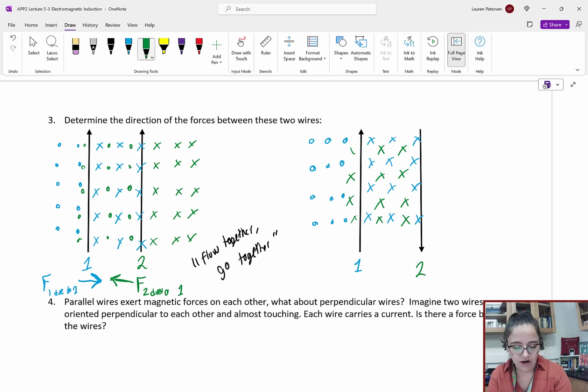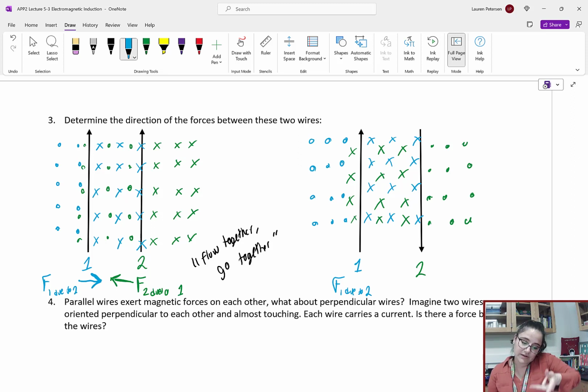Both of the wires are creating a field that's going into the page. So there's going to be a stronger field between the wires. But what's going to be the effect on that force? So the force on 1 due to 2, well, the current's going up. It's in a magnetic field that's going into the page. So the index finger is going into the page, and my middle finger, my force, then is to the left.